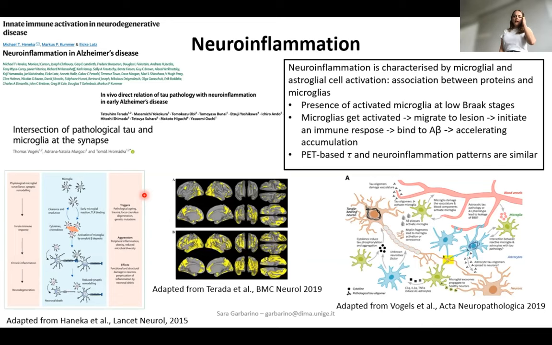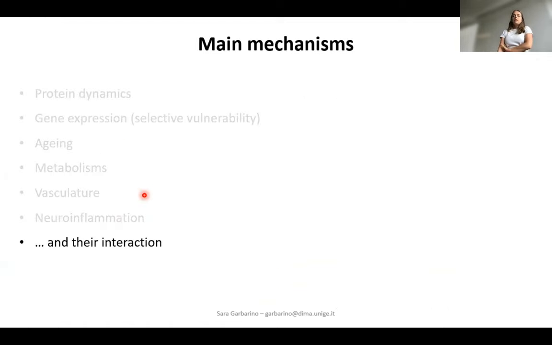And there was another study, a neuroimaging-based study, which used PET-based images of both tau and neuroinflammation to show that the patterns of tau accumulation and neuroinflammation are actually similar, they kind of overlap. So there is a significant overlap between the interaction of microglia and tau pathology.